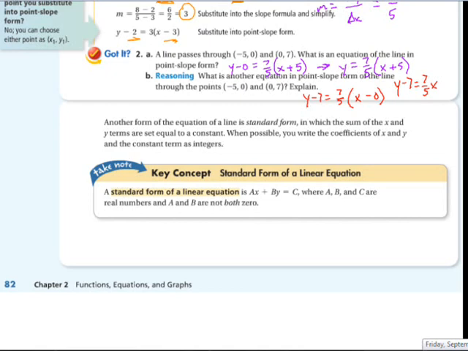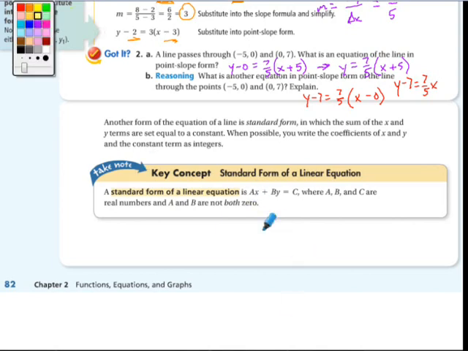Another form of the equation of a line is commonly called standard form, in which the sum of the x and y terms are set equal to a constant. When possible, you write the coefficients of x and y and the constant term as integers. So we would like them all to be integers, okay? But this is ax plus by equals c. Again, this is review from Algebra 1, so you've seen this before. Ax plus by equals c. They need to all be integers, and a needs to not be negative, okay?